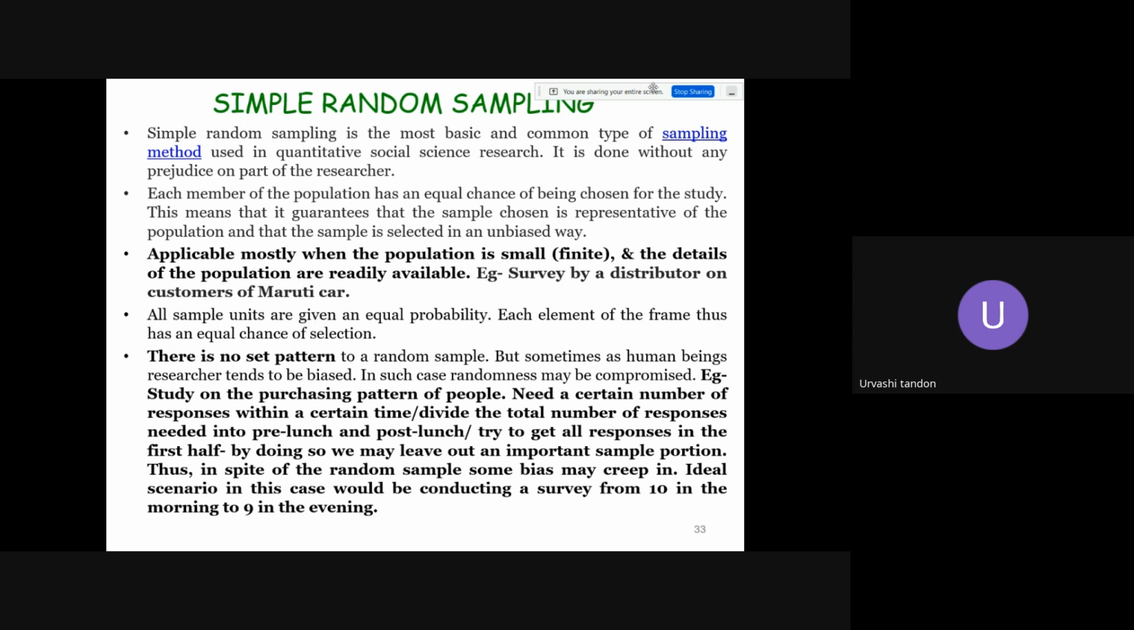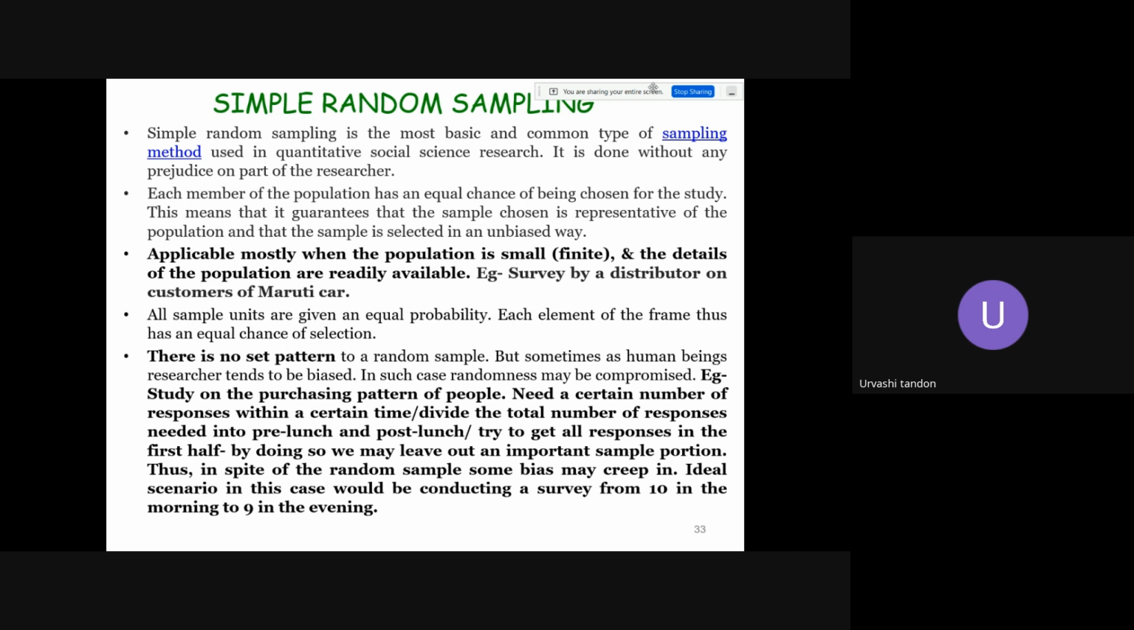Let's say you want to conduct research on the students doing MBA from a particular university, from, let's say, state universities. The number of people who are doing MBA from your state universities, you already have the list, right? So when the list is there, when the population is small, it's finite, there you can pick up randomly. Here there's no set pattern in the random sample. But again, we tend to be biased. We as human beings, as researchers, create biases for our own self.